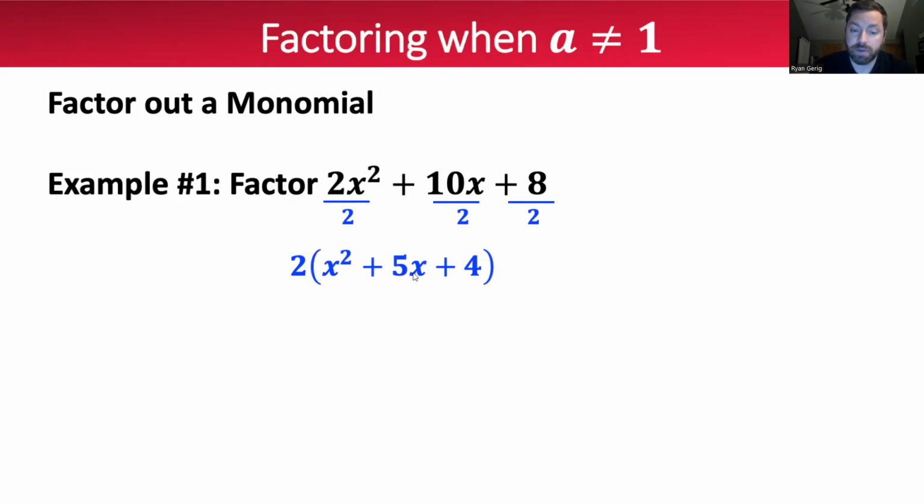Can I factor that further? I can, but the nice thing is the number in front of the x squared inside the parentheses is a 1. This is what we did last lesson. Are there two numbers that multiply to 4 and add to 5? Yes, there are, 4 and 1. And we write our answer like that. Don't forget to put the 2 that you factored out at the beginning in front.